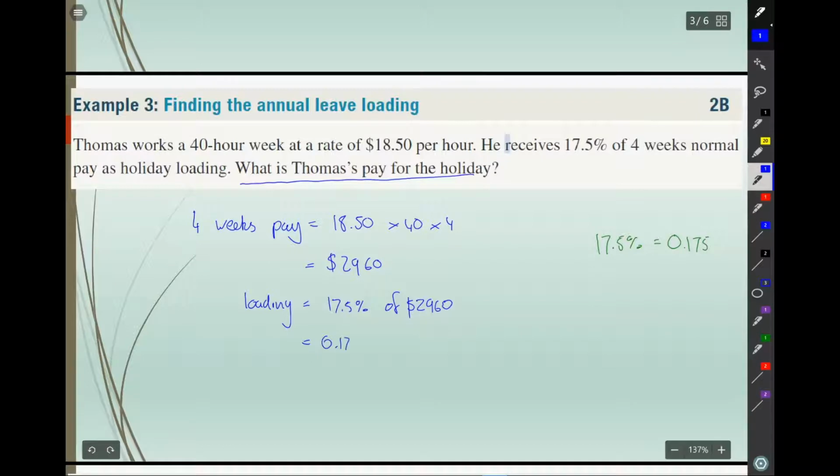I prefer to put it in as a decimal, but it really is a matter of preference. I don't mind which way you do it. If you pop this into your calculator, you get his loading as $518. And now his holiday pay is just the sum of these two numbers: $2,960 plus 518, which is $3,478.